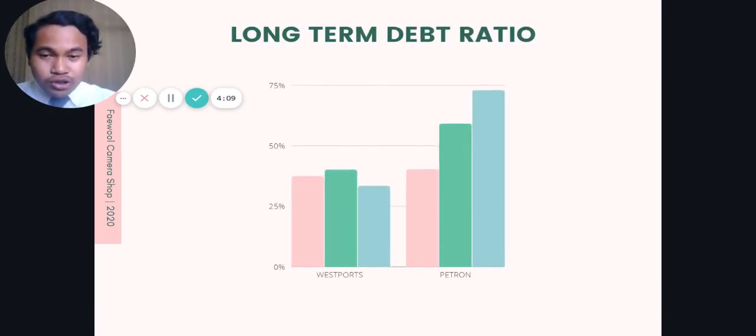Next is the long-term debt ratio. So what is the difference between the long-term debt ratio and the debt ratio? The difference between them is the period. Long-term debt ratio covers a longer period compared to the debt ratio. As you can see, the situation is totally different because Westport's situation is quite good compared to Petron, because their long-term debt ratio decreased in 2020 while Petron's ratio slightly increased from year to year. So it shows that Petron has to face a huge amount of debt from 2018 to 2020. In other words, it has become a barrier for Petron to gain more profit, compared to Westport, which is able to gain more profit in 2020 because their long-term debt ratio decreased in that year.